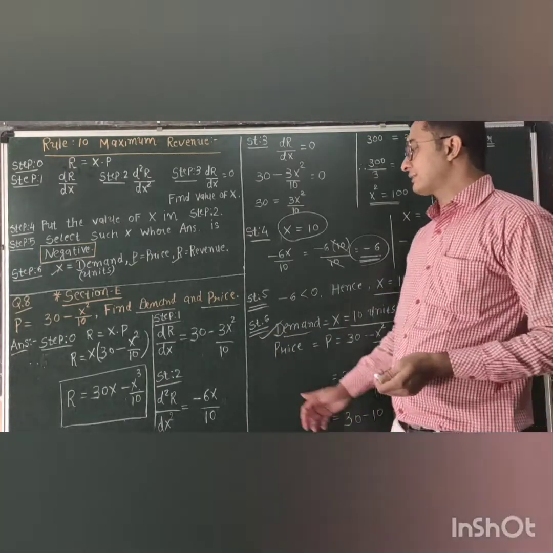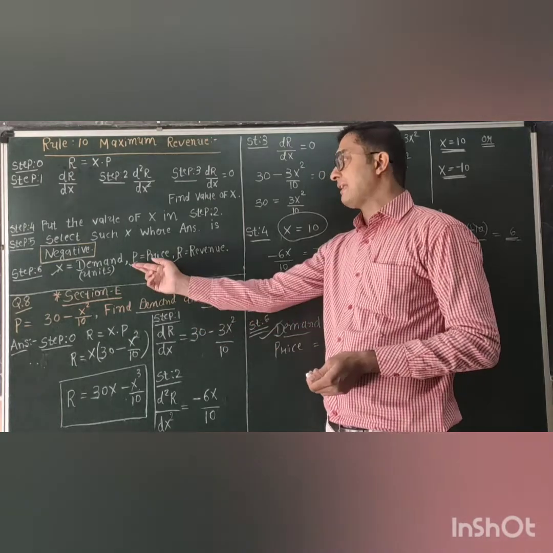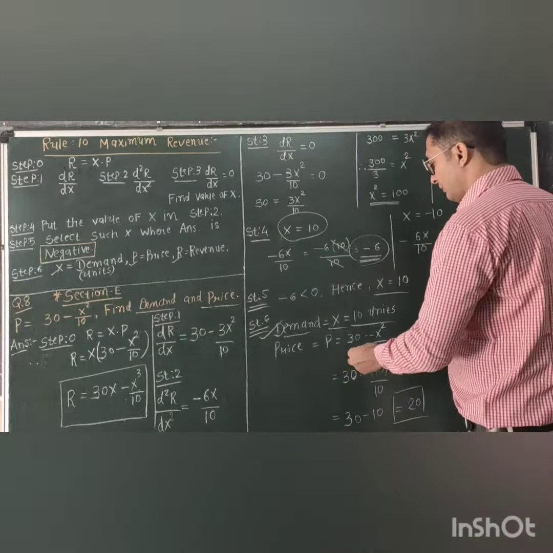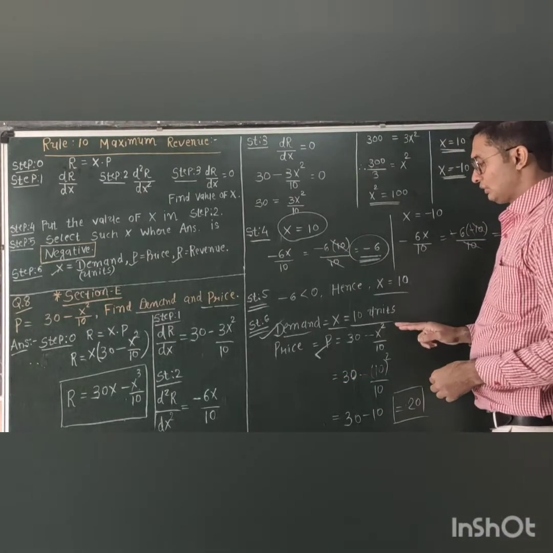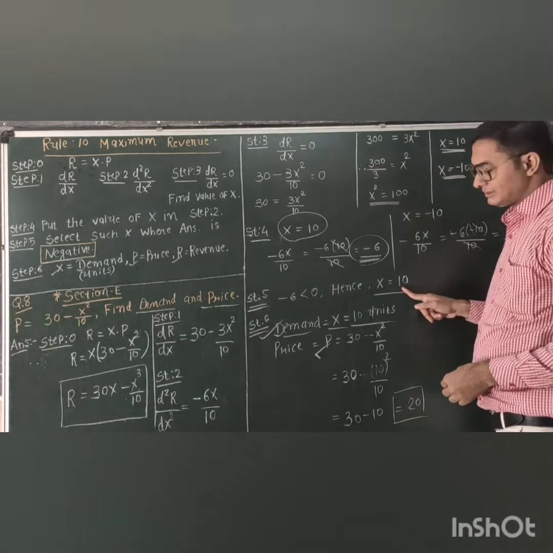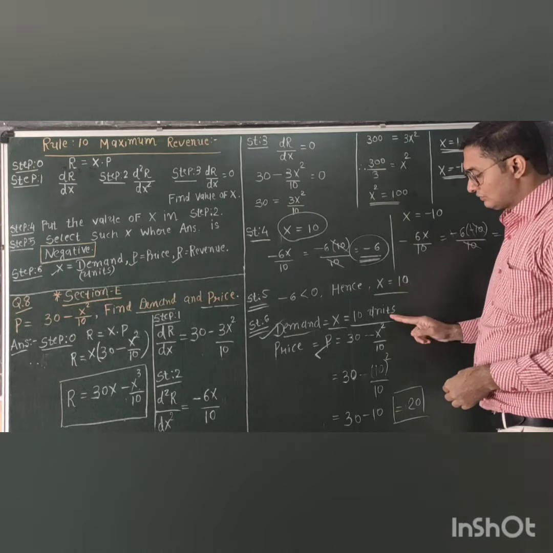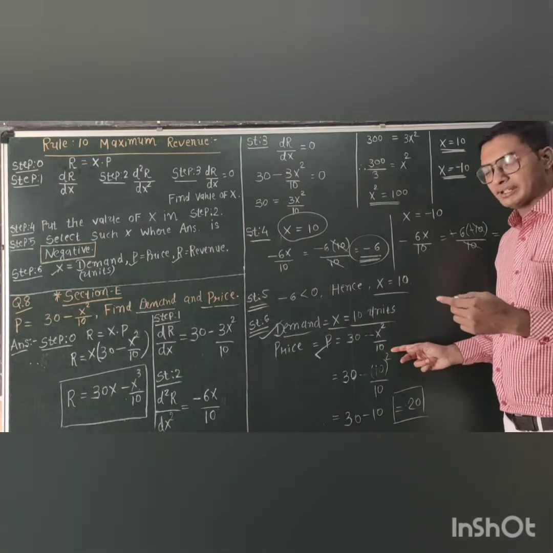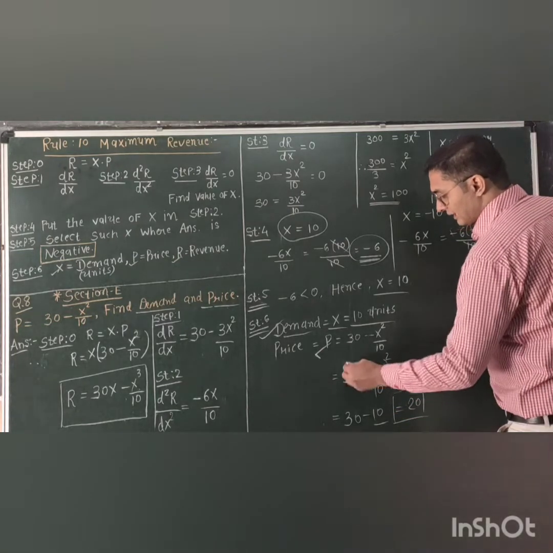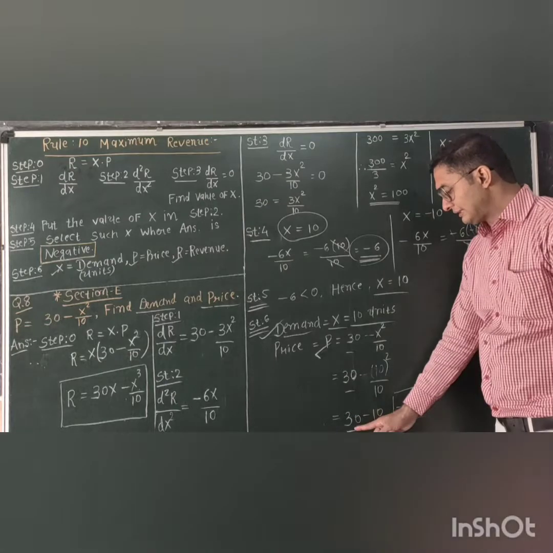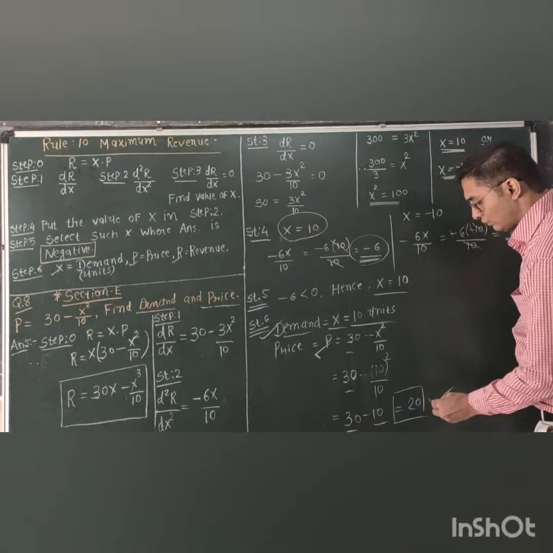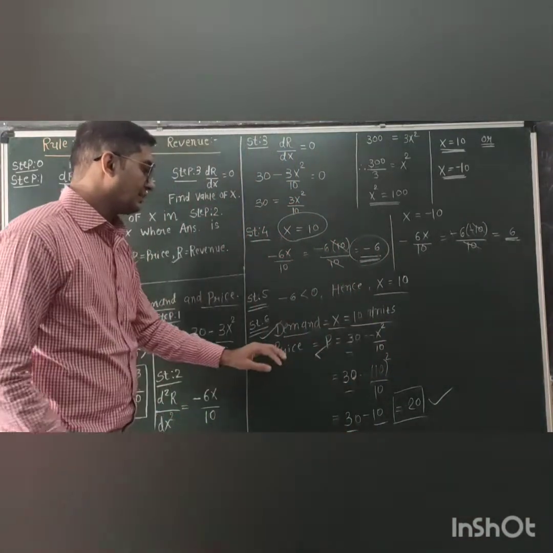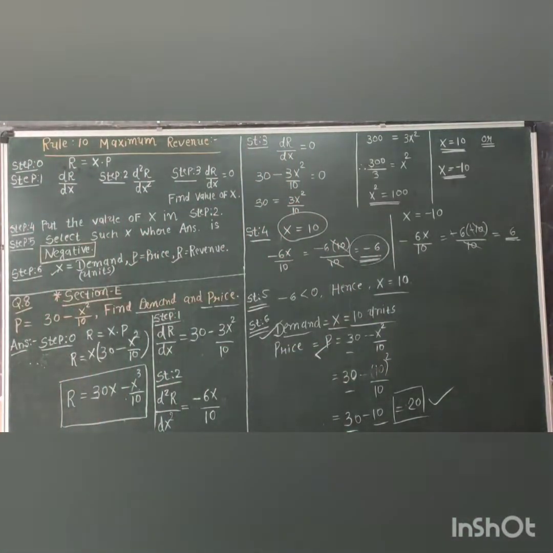They have also asked for price. Price stands for P, and P is equals to 30 minus x squared by 10. So instead of x, we can write 10 here. So 10 square divided by 10. So 10 square is 100, 100 by 10 is 10, and it is 30. So 30 minus 10 is 20. So we can say that demand is equals to 10 and price is equals to 20.